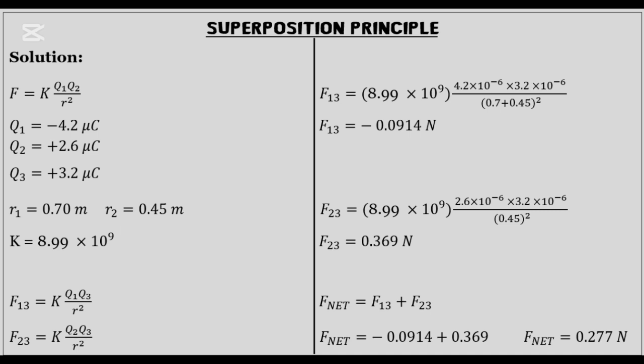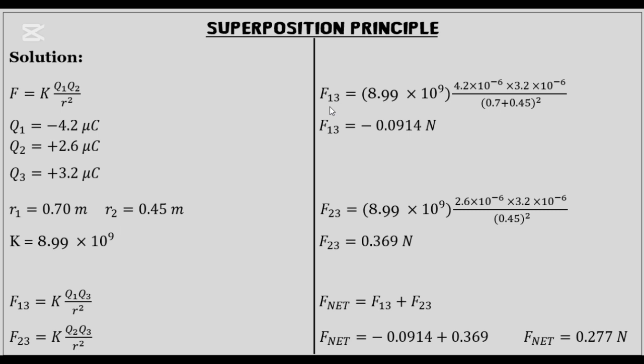Now we have to find F13, the force that charge 1 is exerting on charge 3. That equation will give us F13 equals K Q1 Q3 over R squared. That's the force that charge 1 is exerting on charge 3. Then we have F23, which is the force that charge 2 is exerting on charge 3. That force equals K Q2 Q3 over R squared. You write that as well.